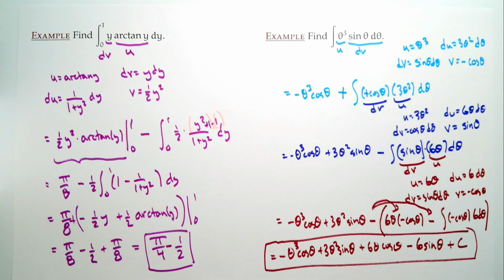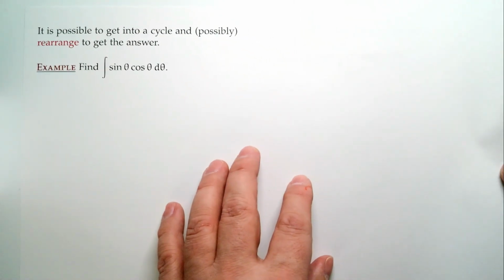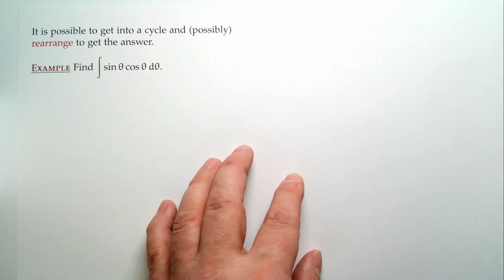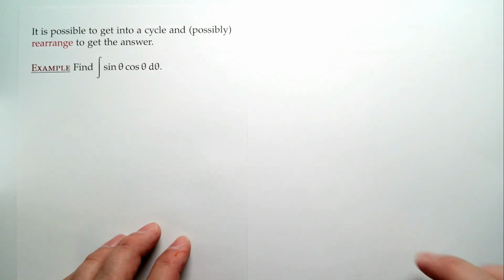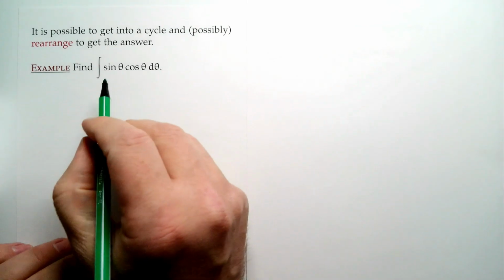Now, let's try something a little bit different. It is possible to get into a cycle, and then if we rearrange, we can get the answer. So here's an integral which I know we can do. There's actually multitudes of ways that we can do this one, but I want to do this by integration by parts. And I'm going to do this fairly quickly because we have another example coming up which is more important to see. All right, so here we go.